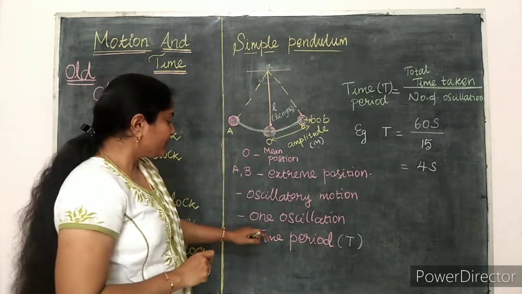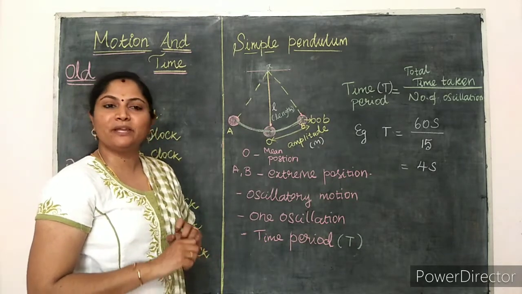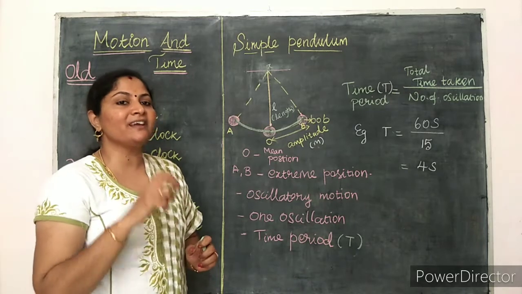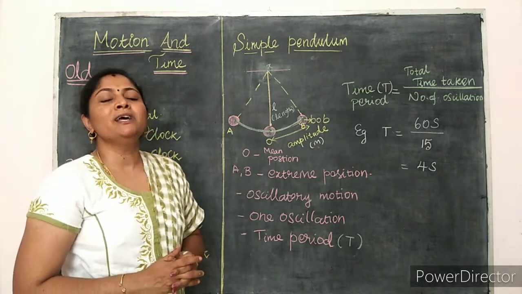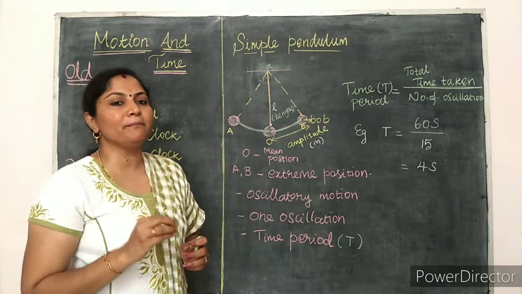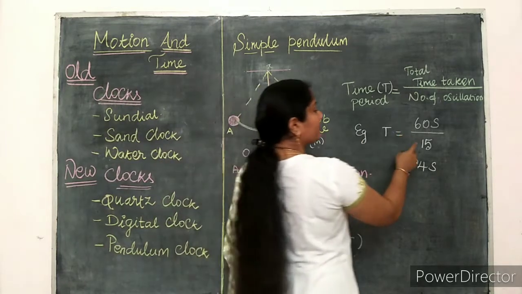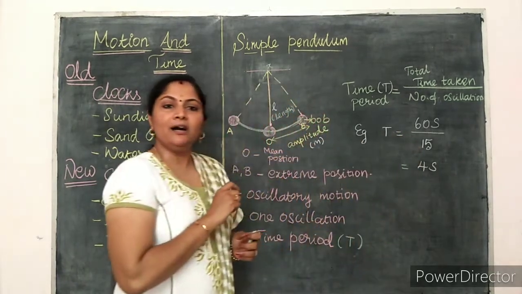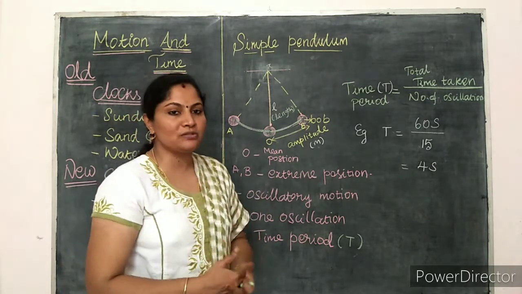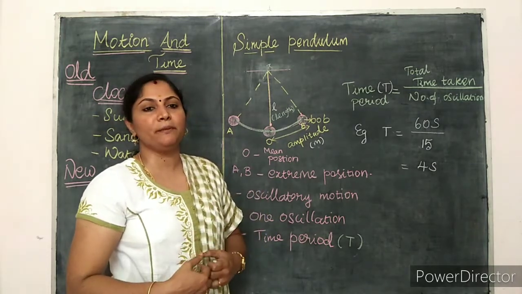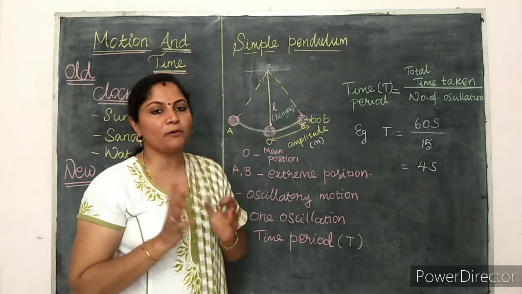Now I will tell you how to calculate the time period of simple pendulum. That is a very simple matter. The time taken to complete one oscillation is said to be the time period of simple pendulum. But it is difficult to calculate the time period of one oscillation. But it is simple to calculate the time taken for 15 oscillations, or 10 oscillations, or 20 oscillations easily with the help of the stop clock.